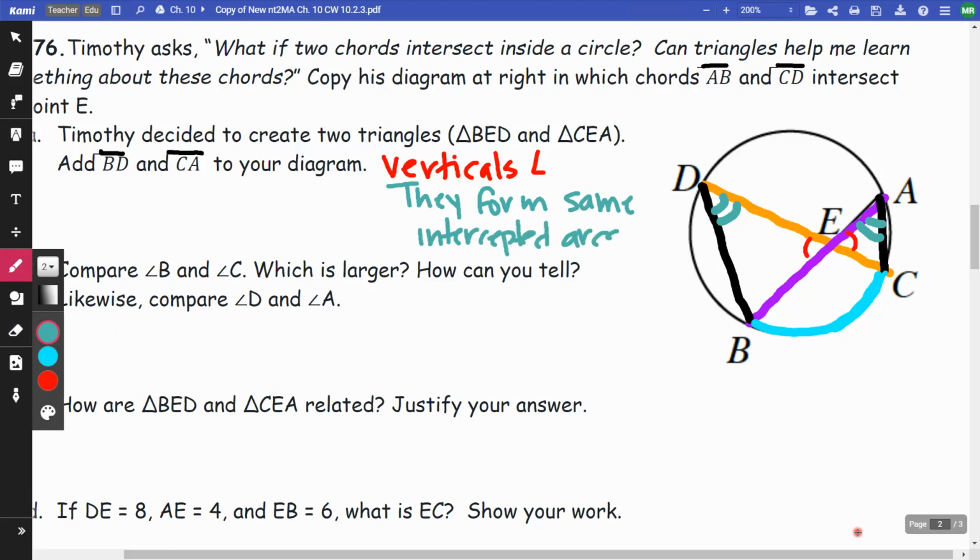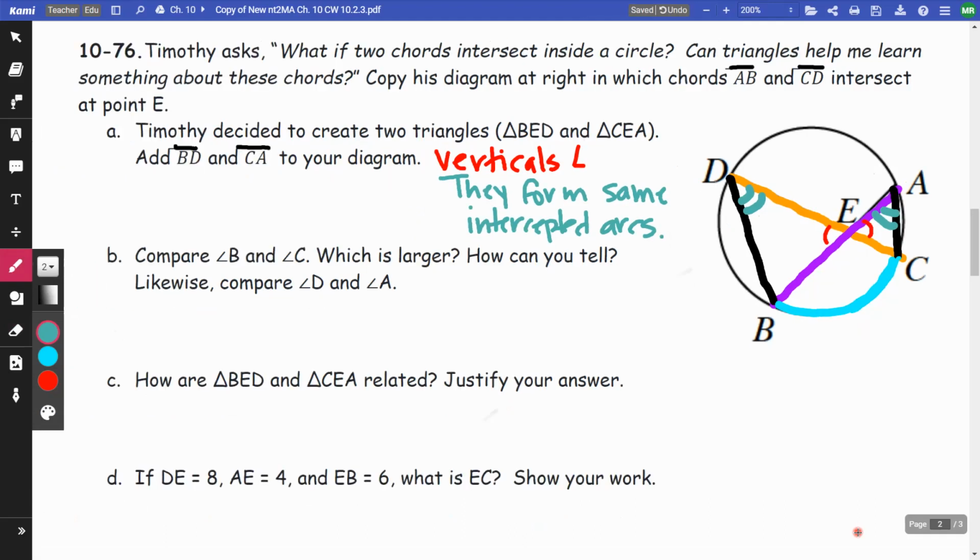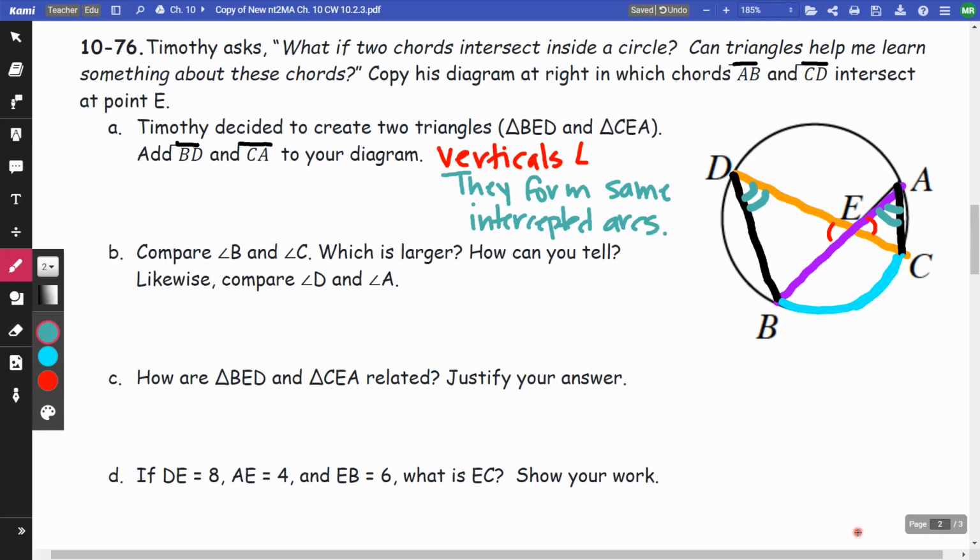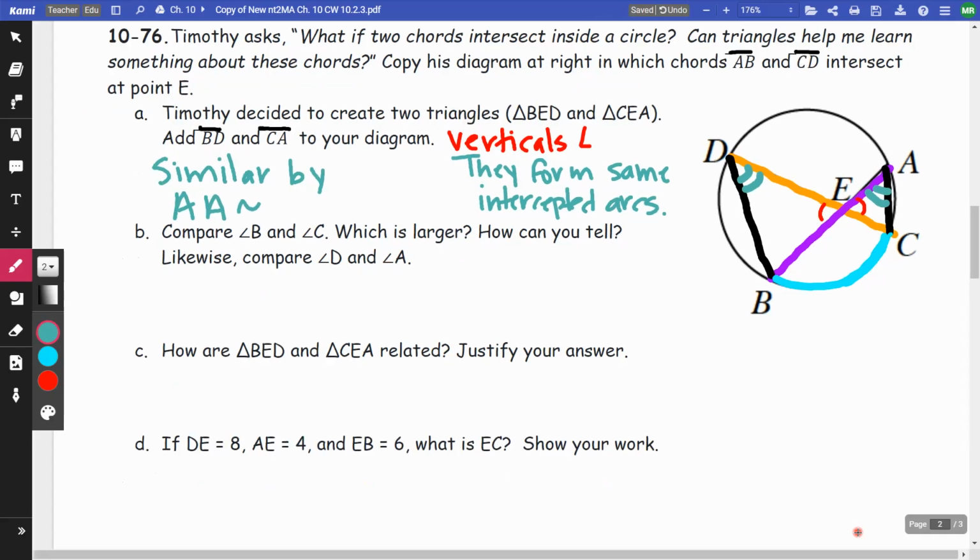So they will be the same value. We saw that the other day. Now, I have a situation where I have two triangles that are going to be similar. They're going to be similar by angle similarity. So they asked us here, I guess I jumped ahead a little, to compare angles B and C and decide which one's larger. And D and A.